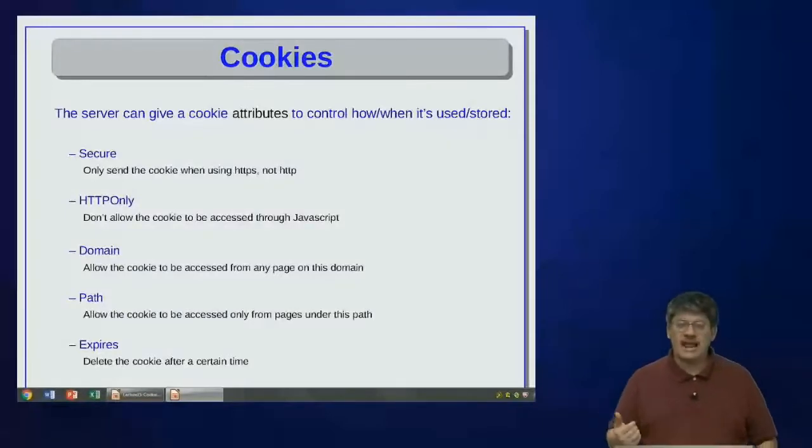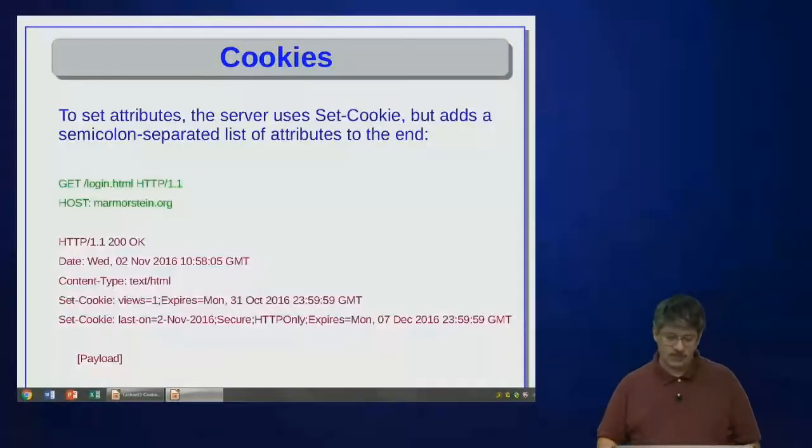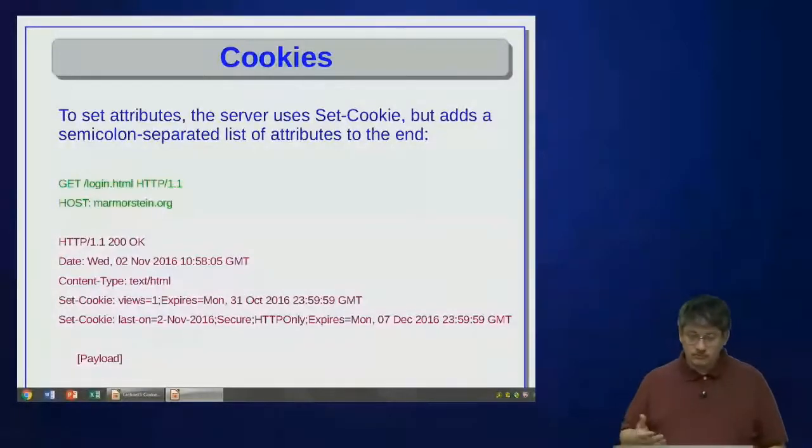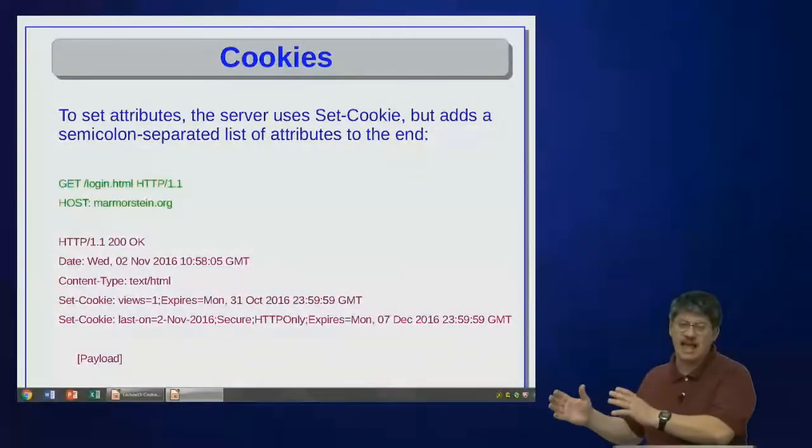One of the most important attributes, probably the most important attribute, is the expires attribute. And this determines when the web browser is supposed to delete the cookie. So we can say at this particular time, on this day, this minute, this second, delete the cookie. So to set attributes, we use Set-Cookie, just like we do to create the cookie in the first place. But we put a semicolon separated list of attributes afterward.